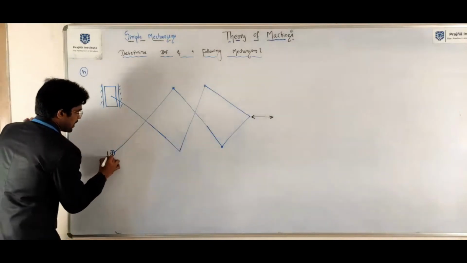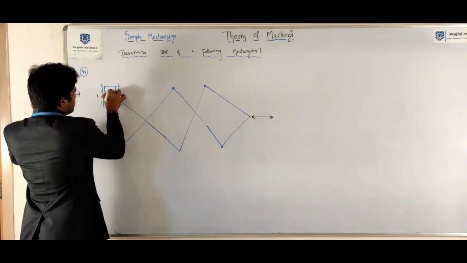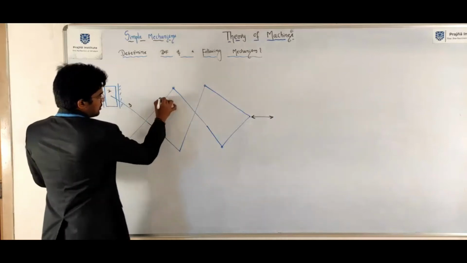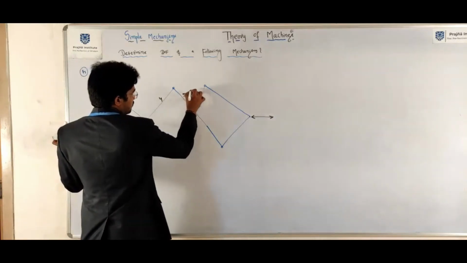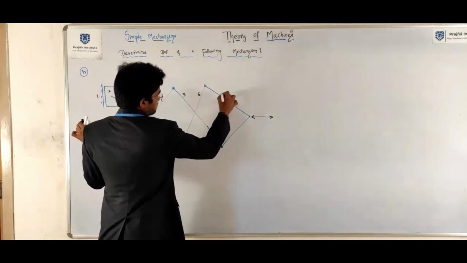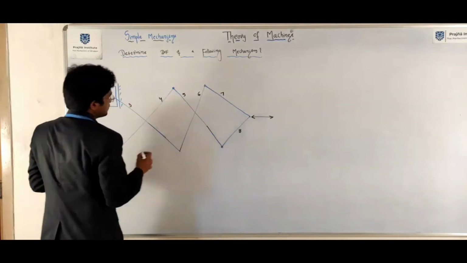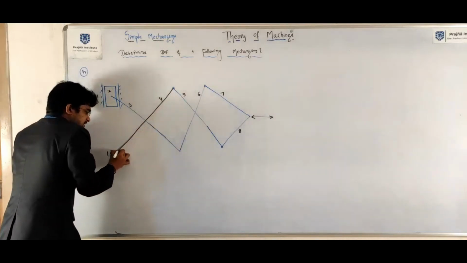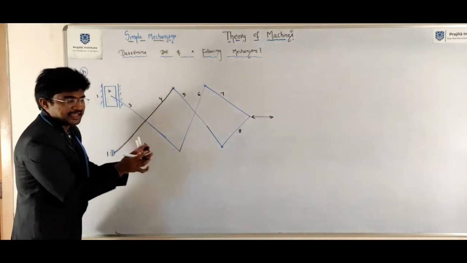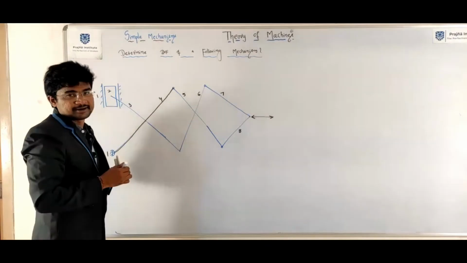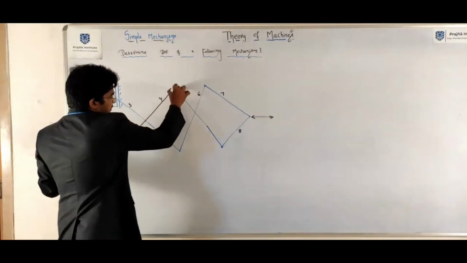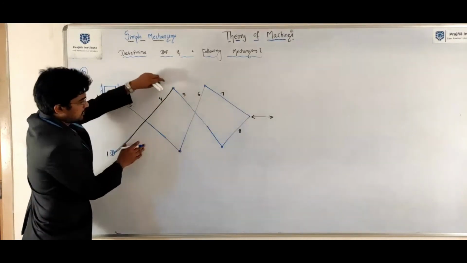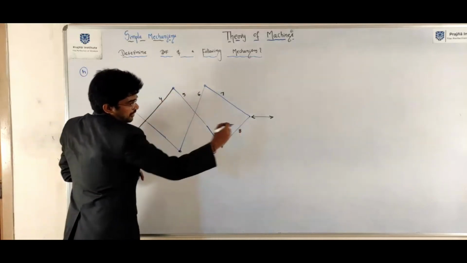Here, 1, 2. So 1, 2. This is third link, fourth link, fifth link, sixth link, 7, 8. Correct? From here to here, it is one link. Complete thing is a link. It is a turning pair between 3 and 4. So here, complete thing is another link. From here to here, it is a third link. So it is moving front and back.